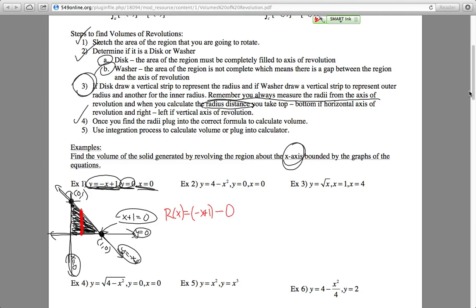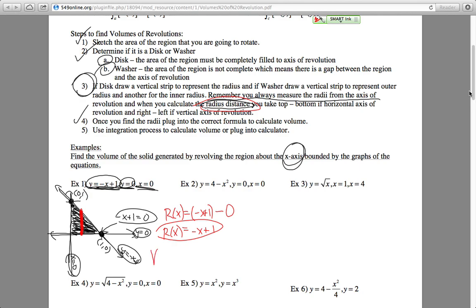0. Now I know it's not a big deal here, but later it will be. It's not always going to be 0. We might revolve it around y equals negative 1. So we're going to end up with negative x plus 1 when you simplify for the radius. Guys, you're done with step 3. That really is the key to the problem. If you can find the radius, you've done step 1, you've determined it's a disk, now you found your vertical strip and you found your radius distance, now you go to step 4, plug it into the formula.